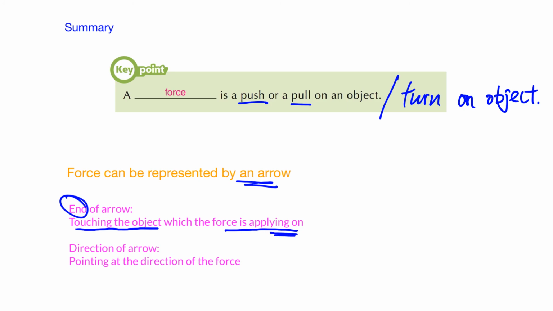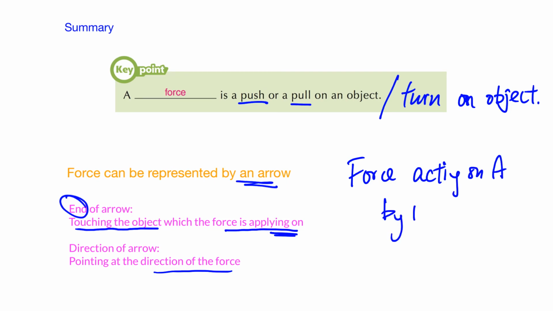And also, you have to indicate the direction of the arrow, which aligns with the direction of the force. Normally, the force will be represented in the format of force adding on A by B. The end of the arrow has to be on the object where the force is applying.